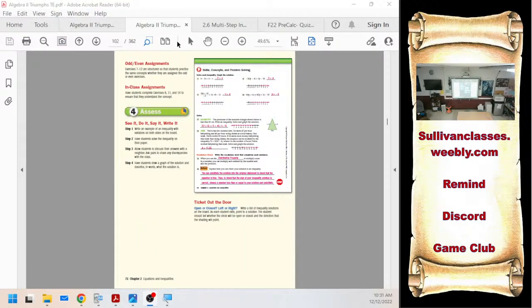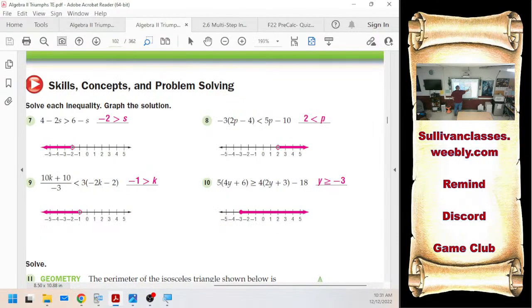All right. You have had time to work on the thing. Now that you have finished working on the thing, you should be able to look at that and tell me, yeah, I'm good. Now, notice that on 3 of them, they got their inequality written backwards.